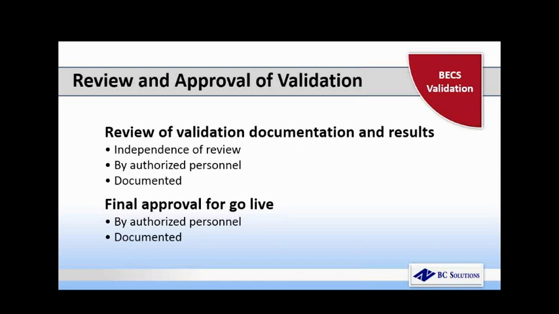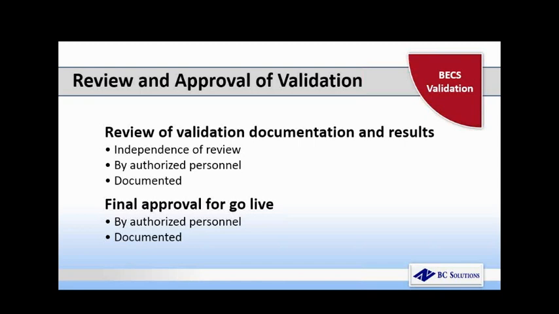Now, I have on here independence of review. What that means is that, if possible, you would have a person reviewing the validation documentation and approving it who is not the same person who performed the validation. You would want a second set of eyes on it. Now, I know in some cases, in very small facilities, you don't have the personnel that can do that. But if possible, bring someone in from another area that can look over your documentation to make sure that you have addressed everything that you said you were going to address in the validation plan and that all your documentation is correct. That review needs to be documented.